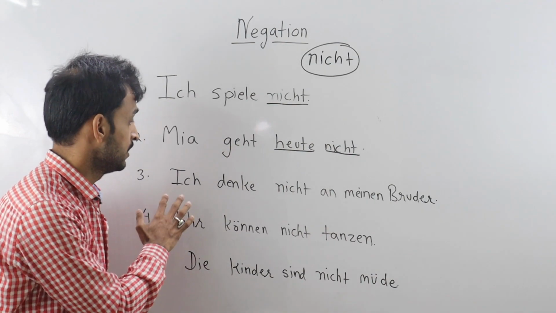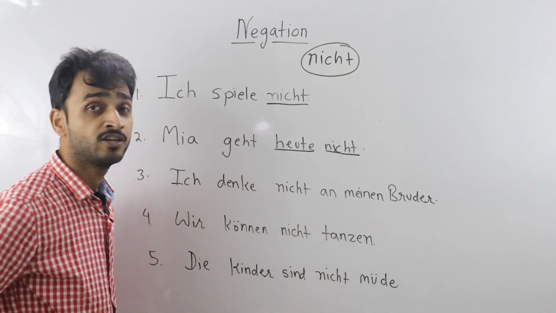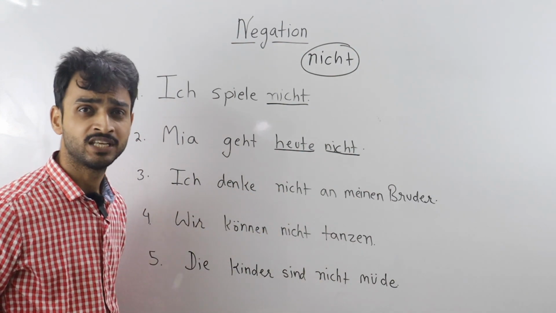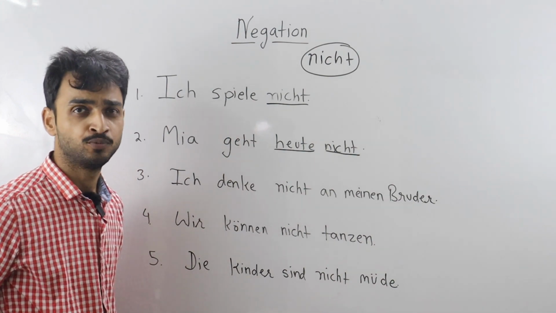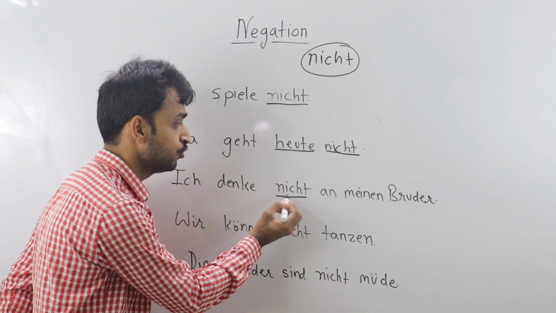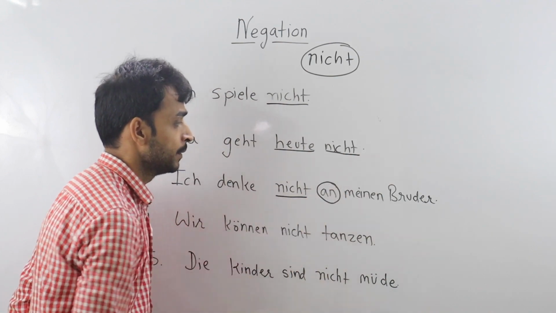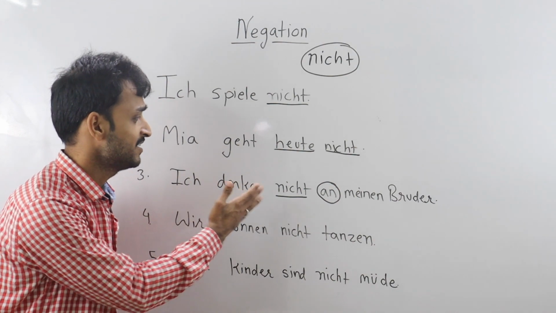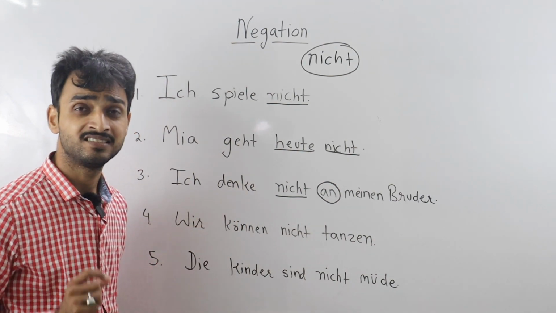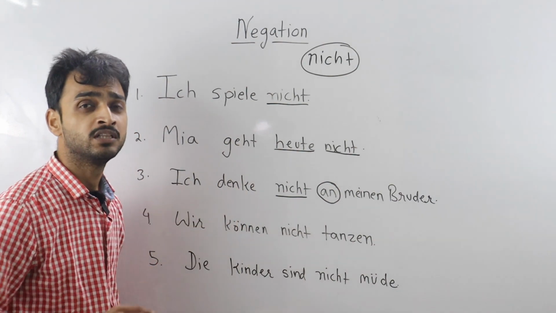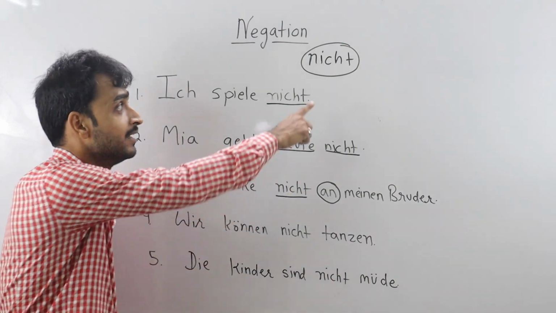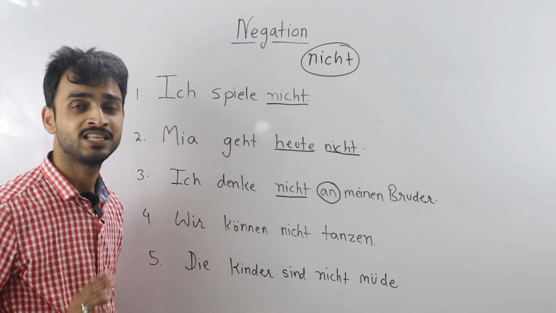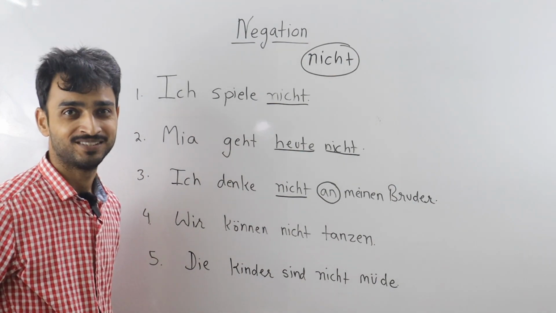Sentence 3. Ich denke nicht an meinen Bruder. I am not thinking about my brother. The position of the nicht is before preposition an. Before preposition we write nicht. This is the position. You must note down the position and the placement of nicht. Ich denke nicht an meinen Bruder. I am not thinking about my brother.